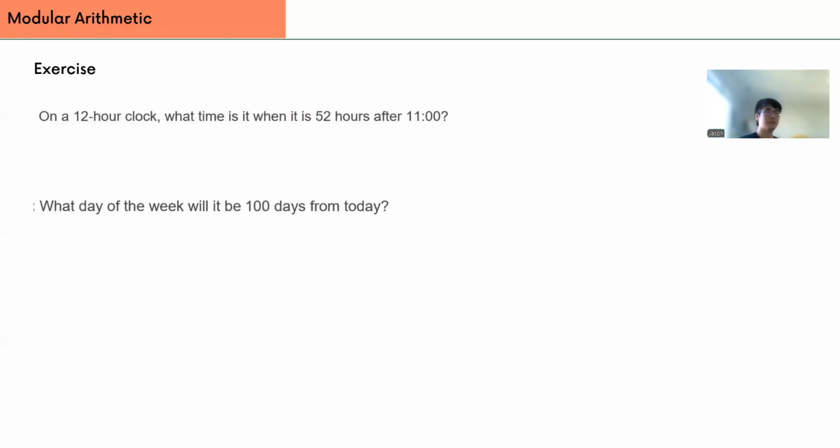So similarly, we can look at these questions the same way. For example, on a 12-hour clock, what time is it when it is 52 hours after 11? Here we don't care about AM and PM, so we can take this mod 12. So 52 hours after 11 is 52 plus 11 mod 12, which is congruent to 3 mod 12. So it'll be 3 o'clock.